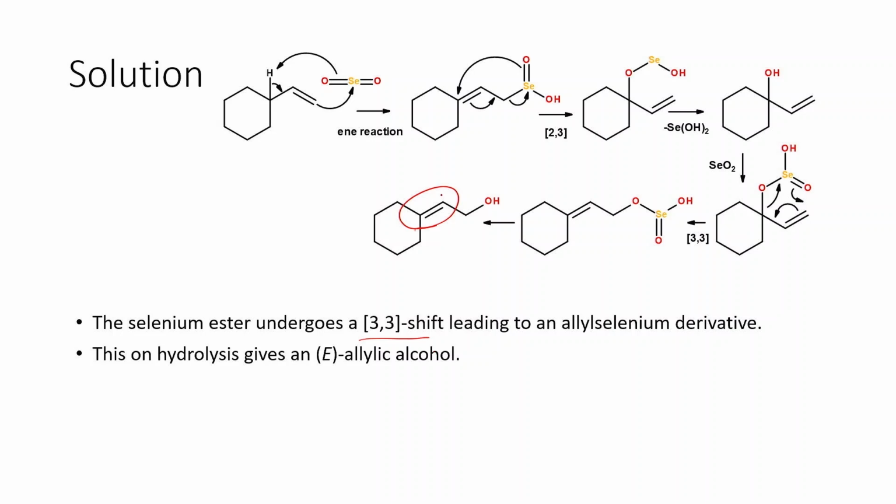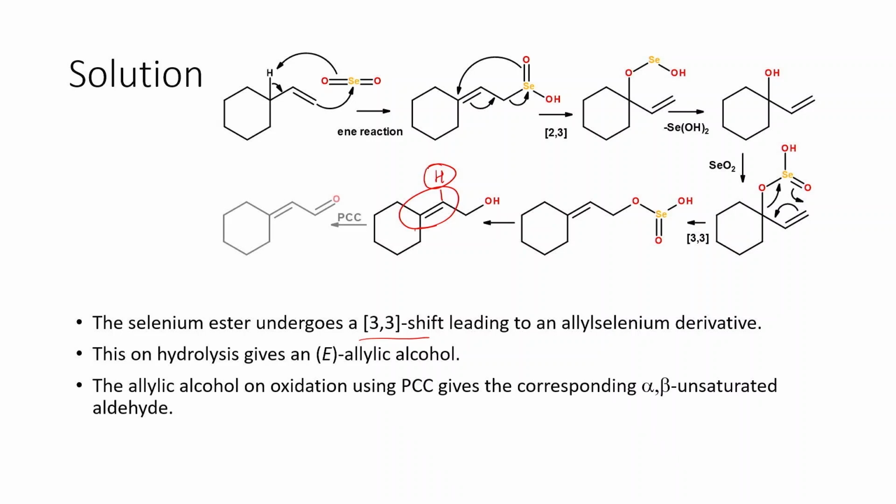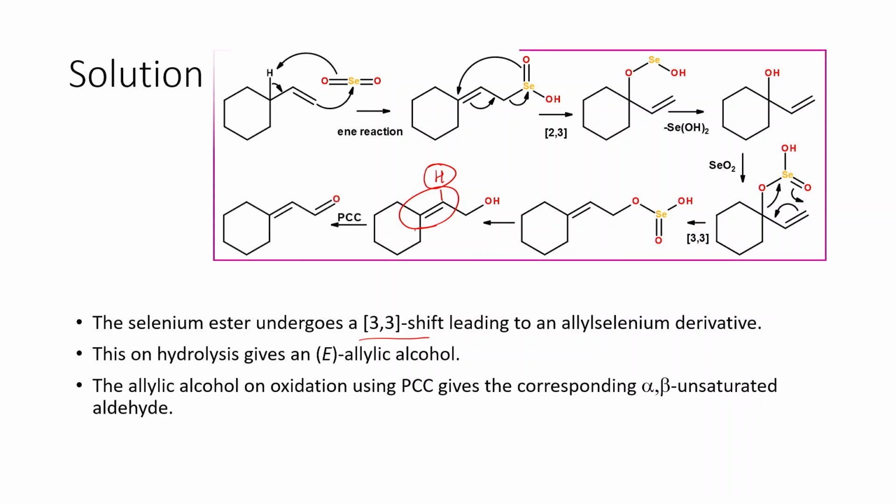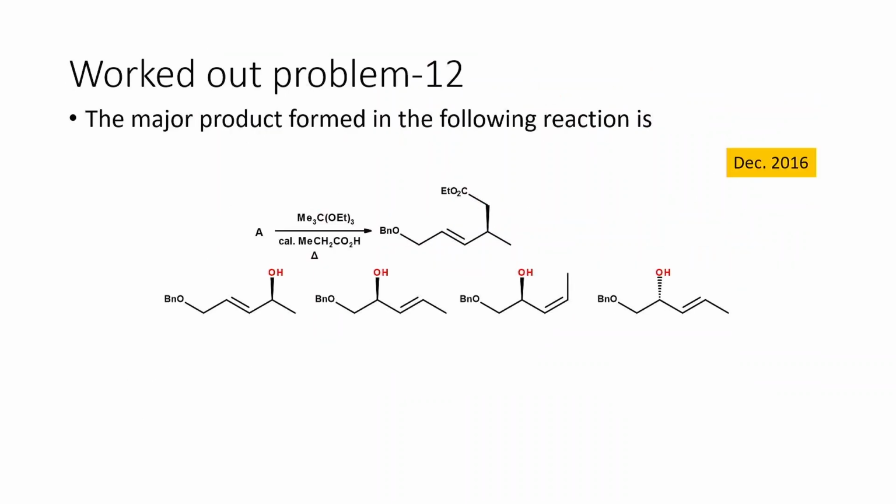Once the E allyl alcohol is formed, the next step is the oxidation using PCC that leads to the corresponding aldehyde unit. So we end up with the alpha beta unsaturated derivative. So this is how the overall reaction is happening. Let us move on to the next problem.